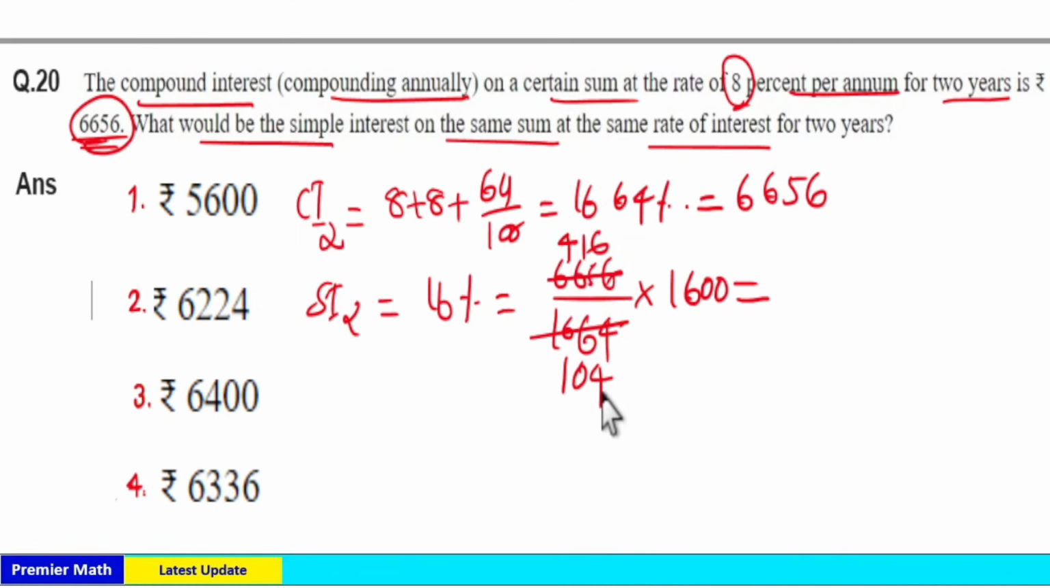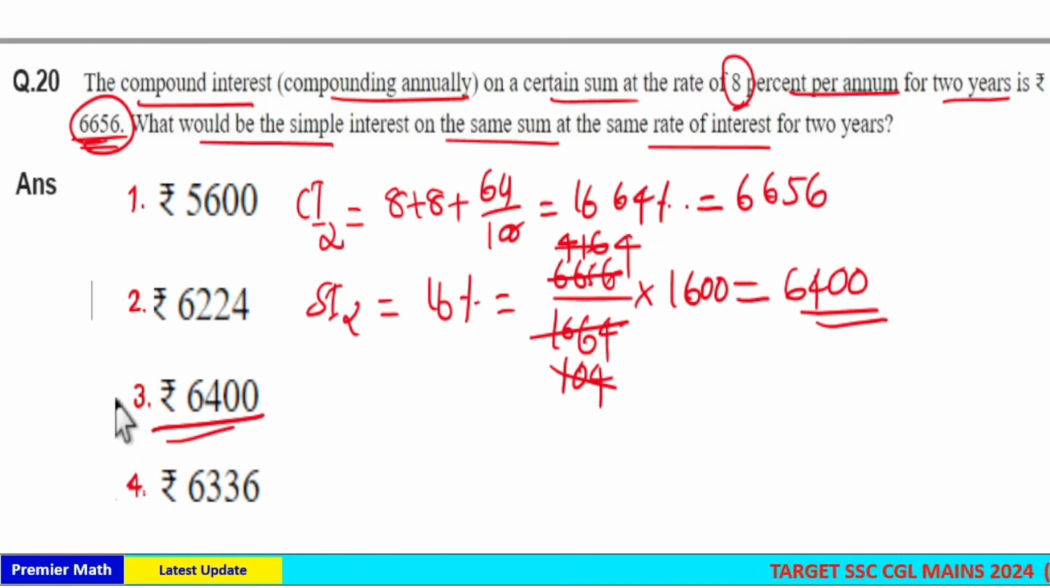100 into 4 is 400, 4 into 4 is 16. So 104 goes 4 times in 416. 4 into 1600 is equal to 6400. Option 3 is your answer.